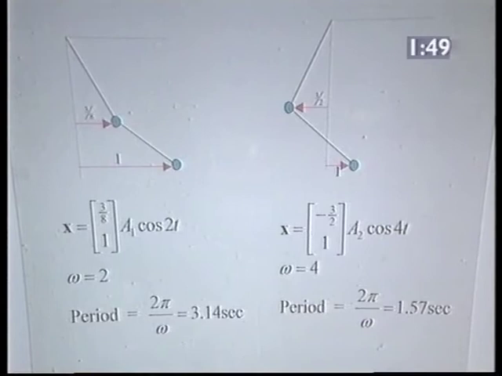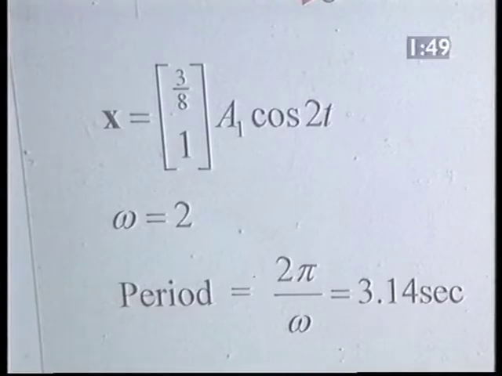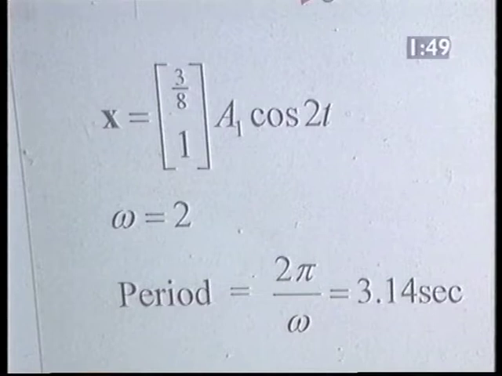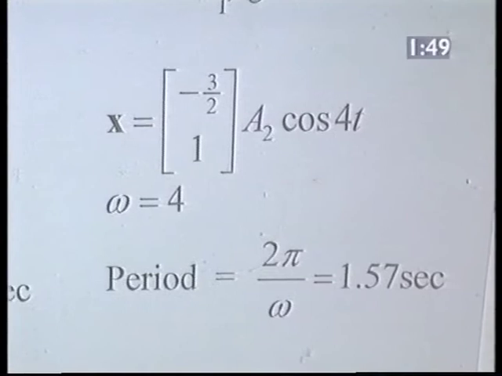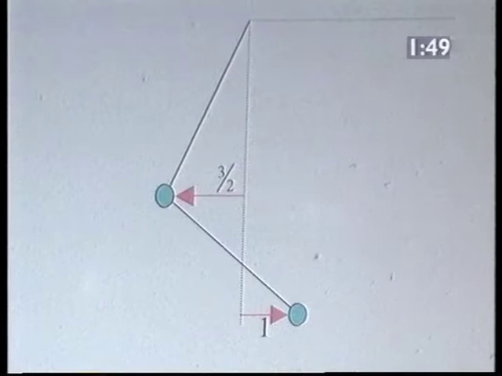I'll find the first one by releasing in the ratio 3/8 to 1, this was xa and this was xb. That will have an omega of 2, and so that will oscillate with both particles, both onions, moving in simple harmonic motion with the same angular frequency of 2, or with a period of 2 pi over omega, which gives me a period of pi. And similarly, this other one will have an angular frequency of 4 and will give me a period of half that, of about 1.5 seconds.